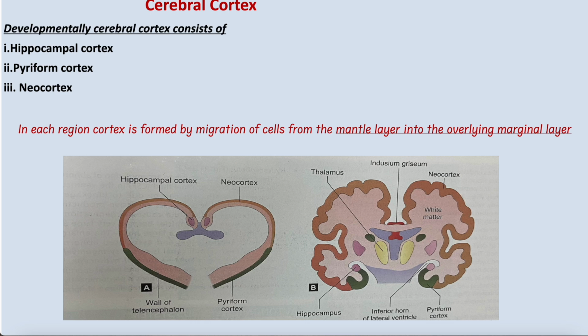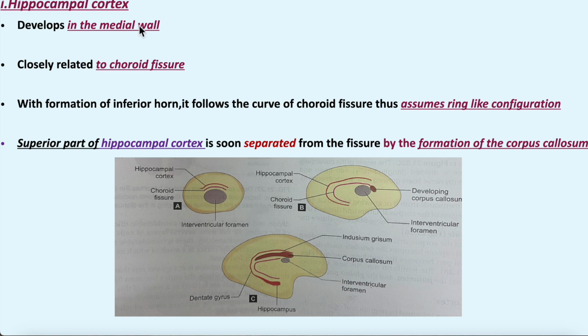Now what is included in the hippocampal cortex? It is developing in the medial wall, so closely related to the choroid fissure. With the formation of the inferior horn, you can see it follows the curve of the choroid fissure, thus assuming a ring-like structure. Now the superior part of the hippocampal cortex is soon separated from the fissure by the formation of the corpus callosum. So from the fissure it is separated by the development of this corpus callosum.